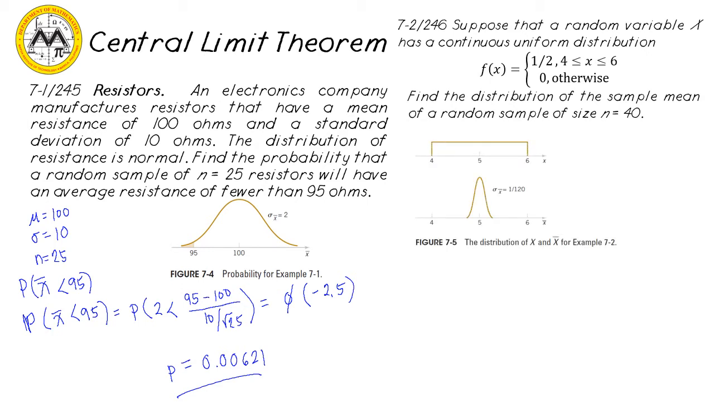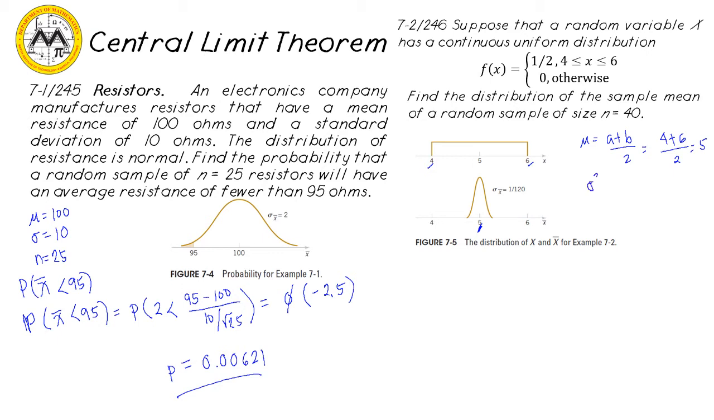Let's have another problem. Suppose that a random variable x has a continuous uniform distribution. f of x is 1/2 for x from 4 to 6. So for this one, it is a continuous uniform distribution. So the mean is a plus b over 2, so that is 4 plus 6 over 2 equal to 5. So if it is a uniform distribution from 4 to 6, the sample mean is approximately normal with mean equal to 5 if we have several attempts.